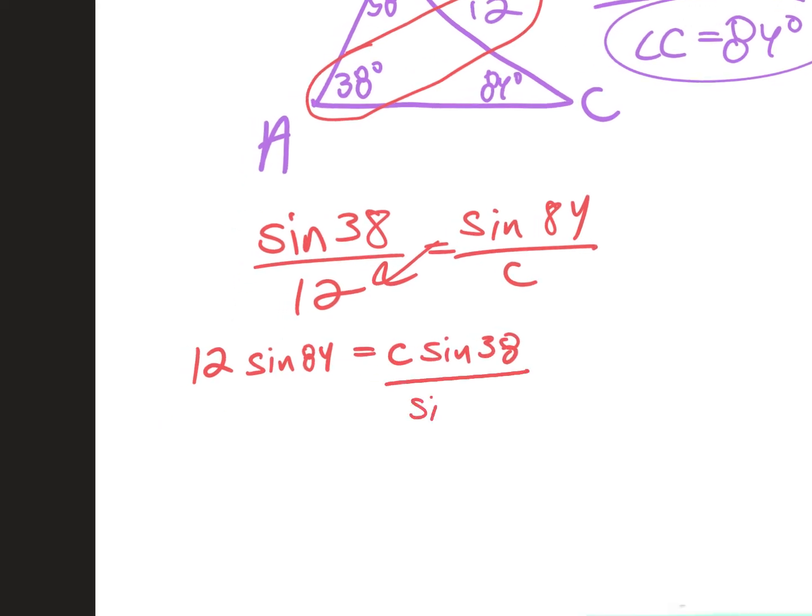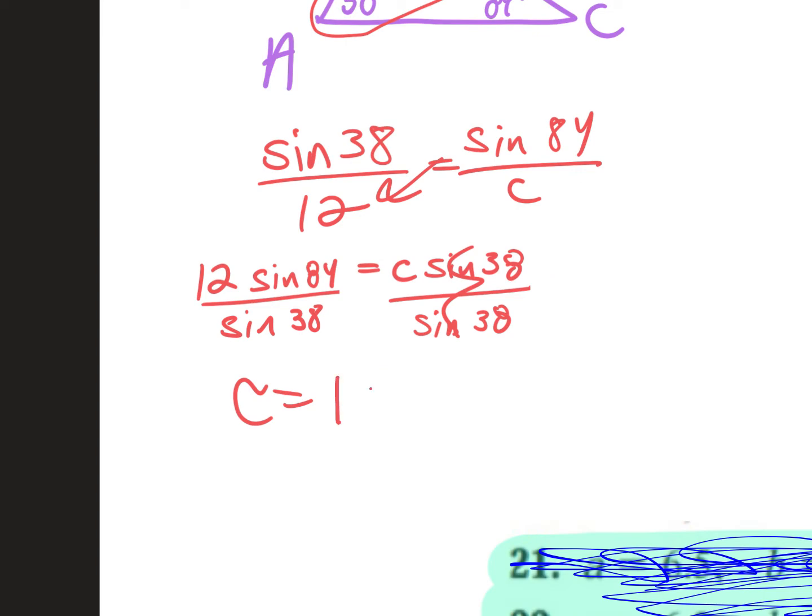Divide both sides by the sine of 38. So C equals, well, in our calculator, you hit 12 sine 84 divided by sine 38. And I get 19.38. So whatever they say to round to, you guys round. But remember, multiple choice. There will not be 2 answers, like one's 19.38, one's 19.4. It's not going to be like that. You'll be able to choose.